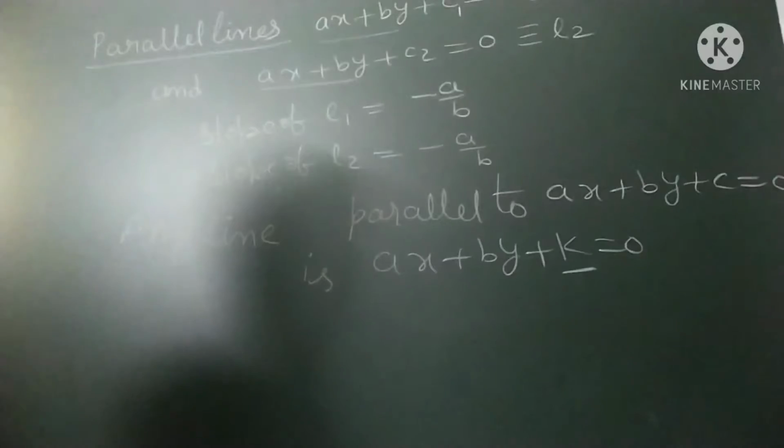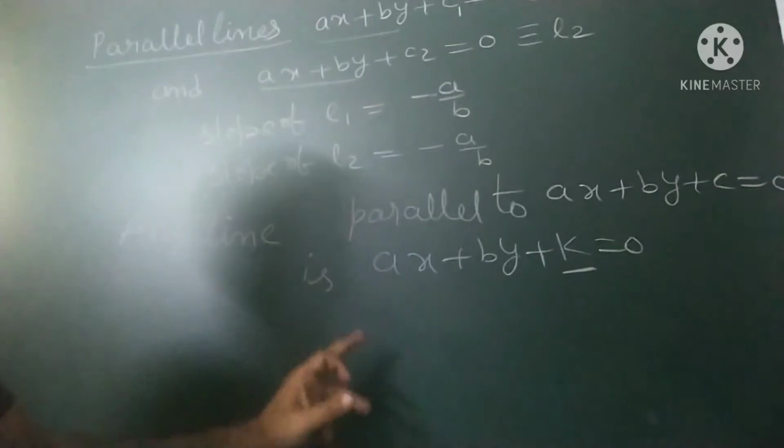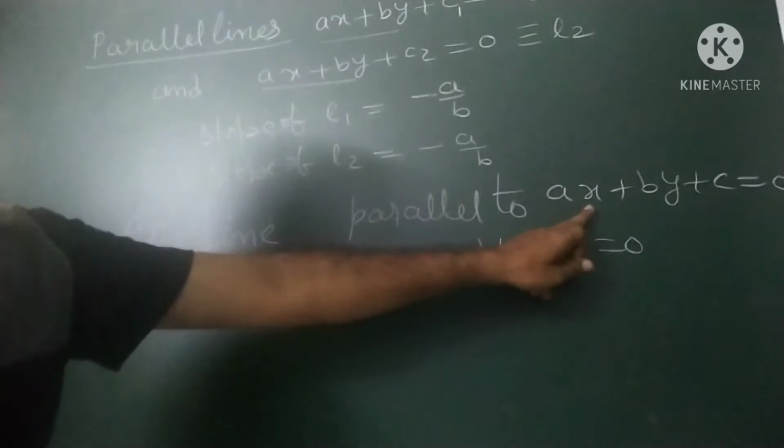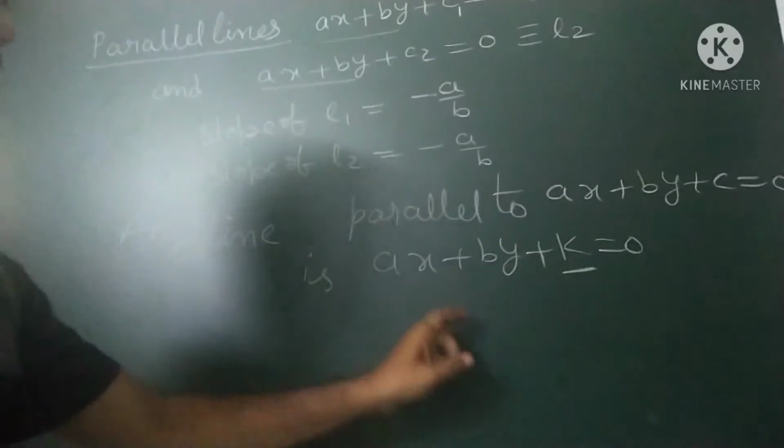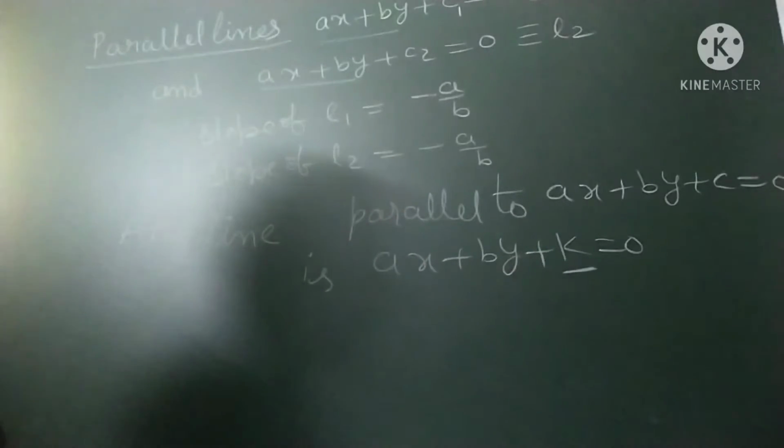So what to understand here? Two lines are parallel, their slopes are equal. So any line parallel to ax plus by plus c equal 0, consider as ax plus by plus k equal to 0. Now some problems we'll discuss on this concept.